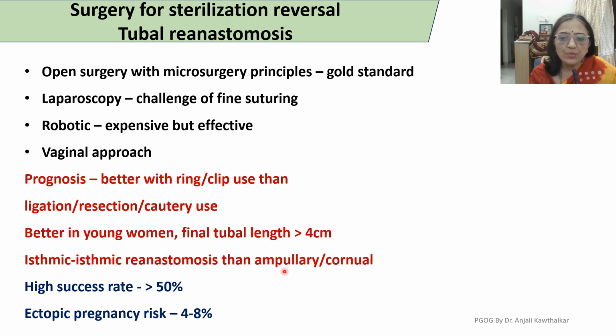The obvious reason is because the diameter is the same, and that is why the approximation and re-anastomosis success is better whenever it is in the isthmic part of the fallopian tube. Success rate is usually high, and success rates are quoted as greater than 50%, from 50 to 60%. But the ectopic pregnancy risk is 4 to 8%, which needs to be explained to the patient before taking a decision for re-anastomosis.